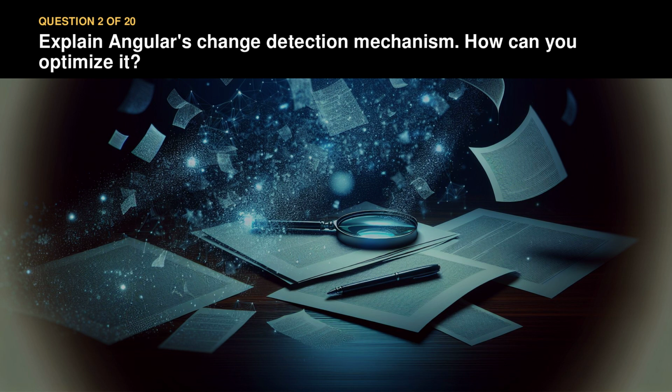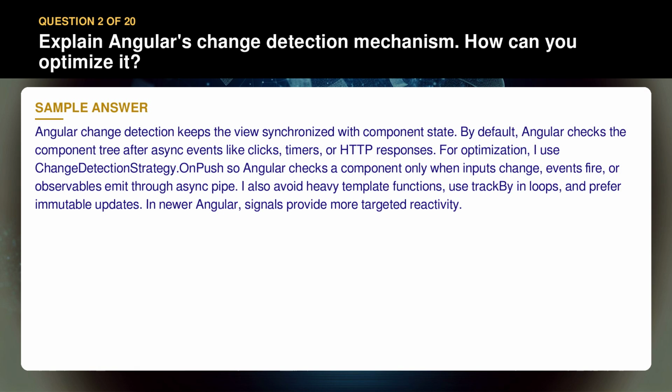Question 2. Explain Angular's change detection mechanism. How can you optimize it? Angular change detection keeps the view synchronized with component state. By default, Angular checks the component tree after async events, like clicks, timers, or HTTP responses. For optimization, I use the change detection strategy OnPush, so Angular checks a component only when inputs change, events fire, or observables emit through the async pipe. I also avoid heavy template functions, use trackBy in loops, and prefer immutable updates.